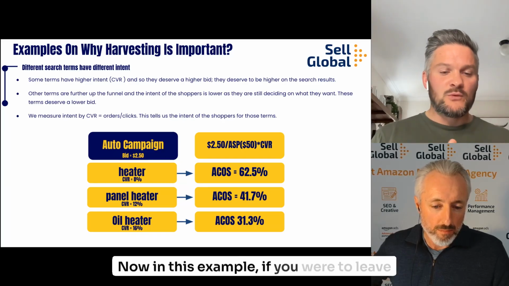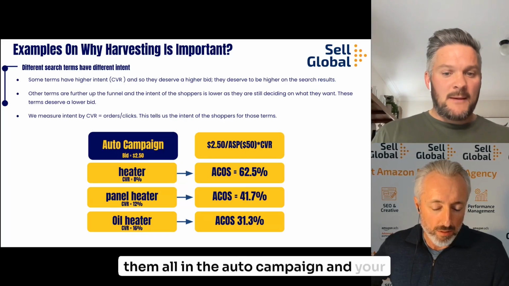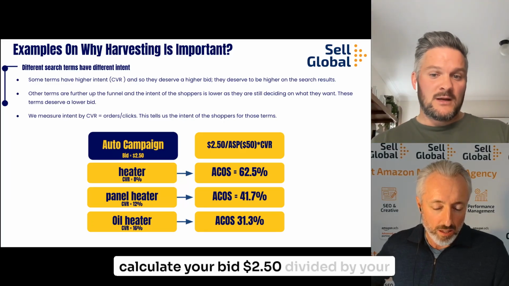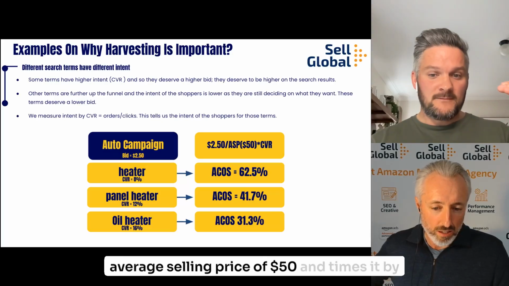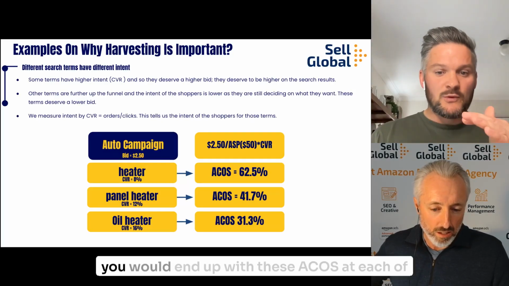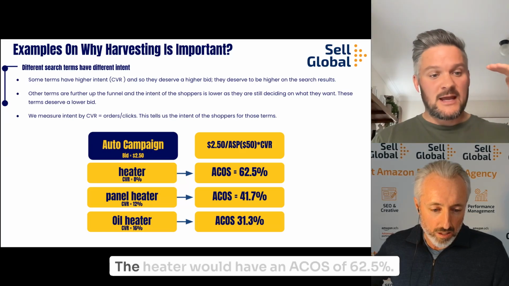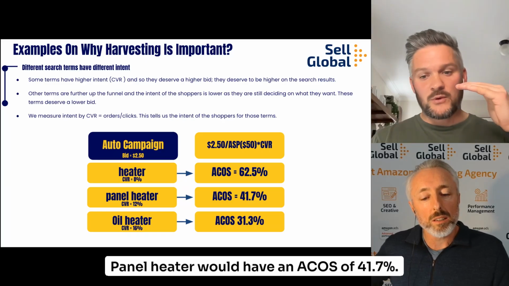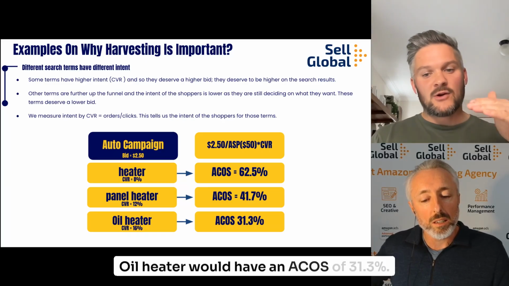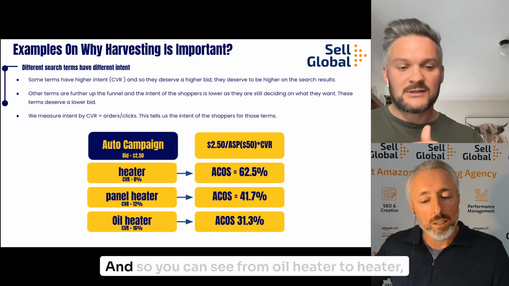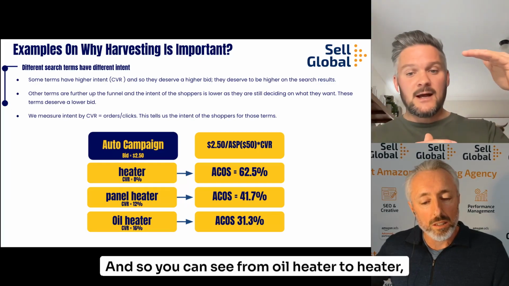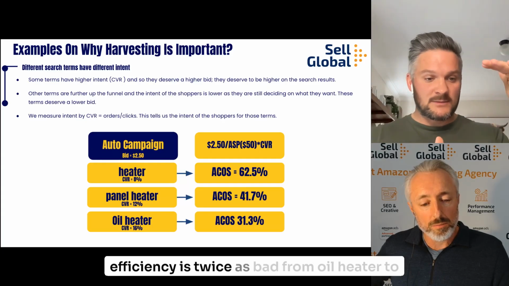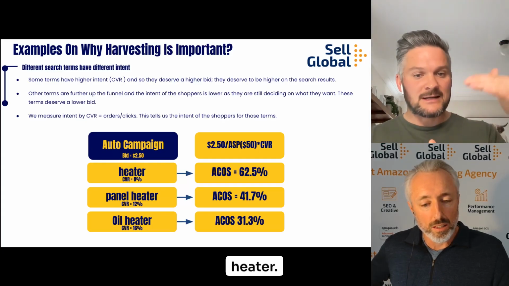Now, in this example, if you were to leave them all in the auto campaign and your average selling price was $50, you would calculate your bid, $2.50, divided by your average selling price of $50, and times it by your conversion rate, and you would end up with these ACOS at each of those. The heater would have an ACOS of 62.5%. Panel heater would have an ACOS of 41.7%. Oil heater would have an ACOS of 31.3%. And so you can see from oil heater to heater, it's almost double the ACOS. So the efficiency is twice as bad from oil heater to heater.